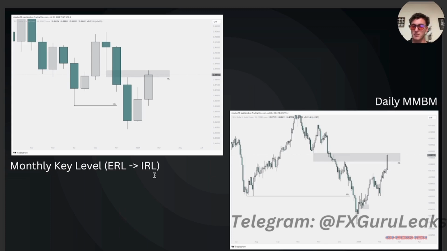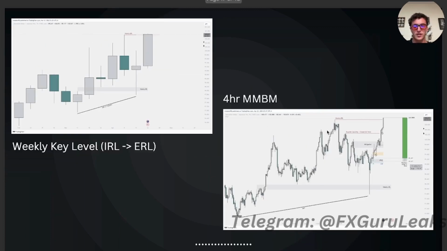So that is the monthly to the daily, and now we'll go from the weekly to the 4-hour. You can see here price takes us into a weekly internal range liquidity pool, and then we can frame the reaction off of that weekly internal range liquidity pool on the 4-hour and frame a 4-hour market maker buy model to that external range high that we have here.